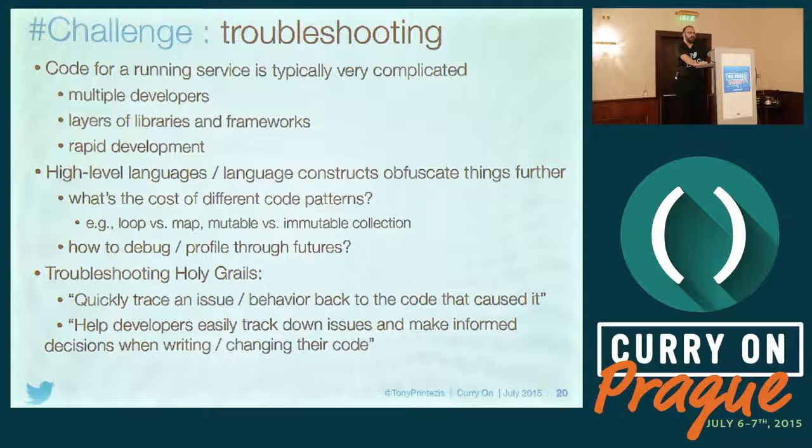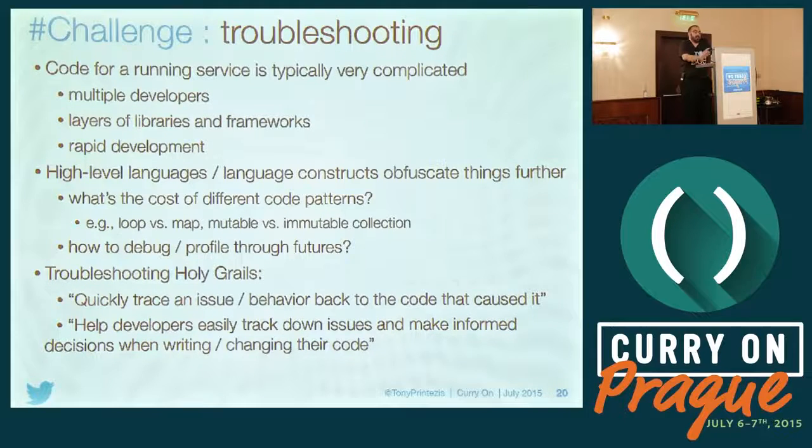Troubleshooting. Code for running services is pretty complex. You have lots of developers working on it, layers of libraries and frameworks. Some of them may be done in-house, some we pull from open source code as well, of course. Code moves pretty rapidly. So something happens in production, like the allocation rate goes up, or suddenly you're GCing a lot. What caused it?